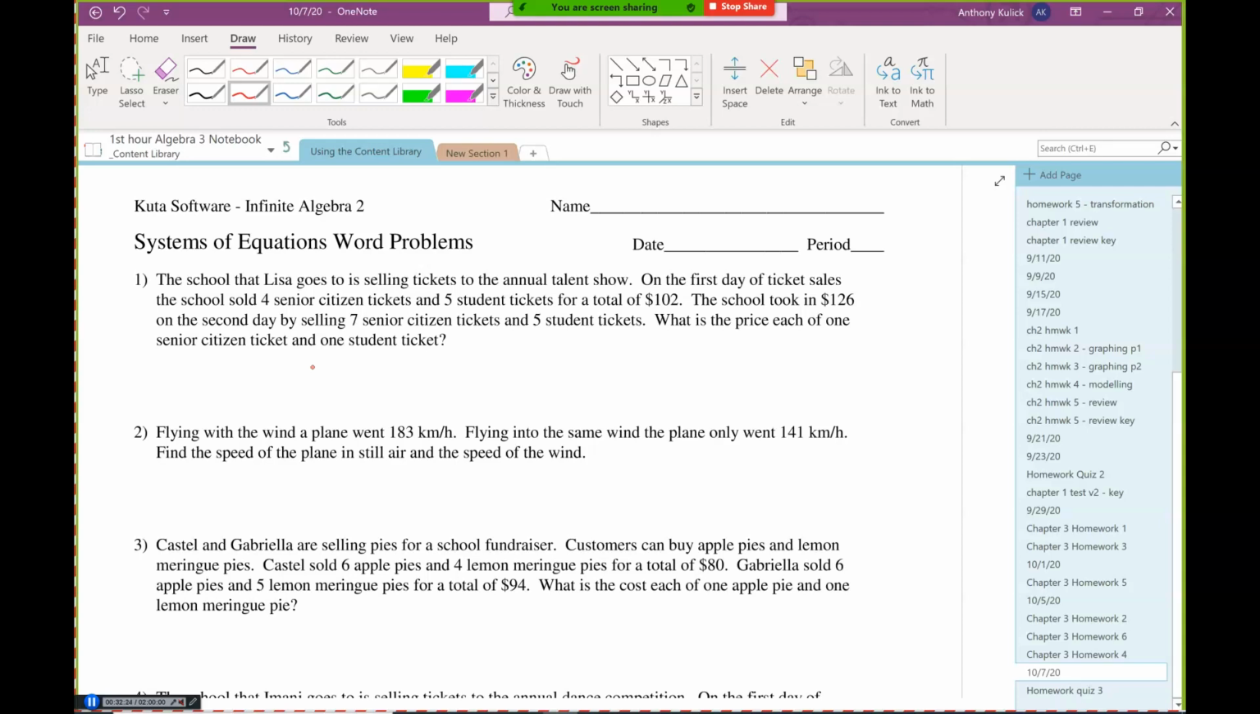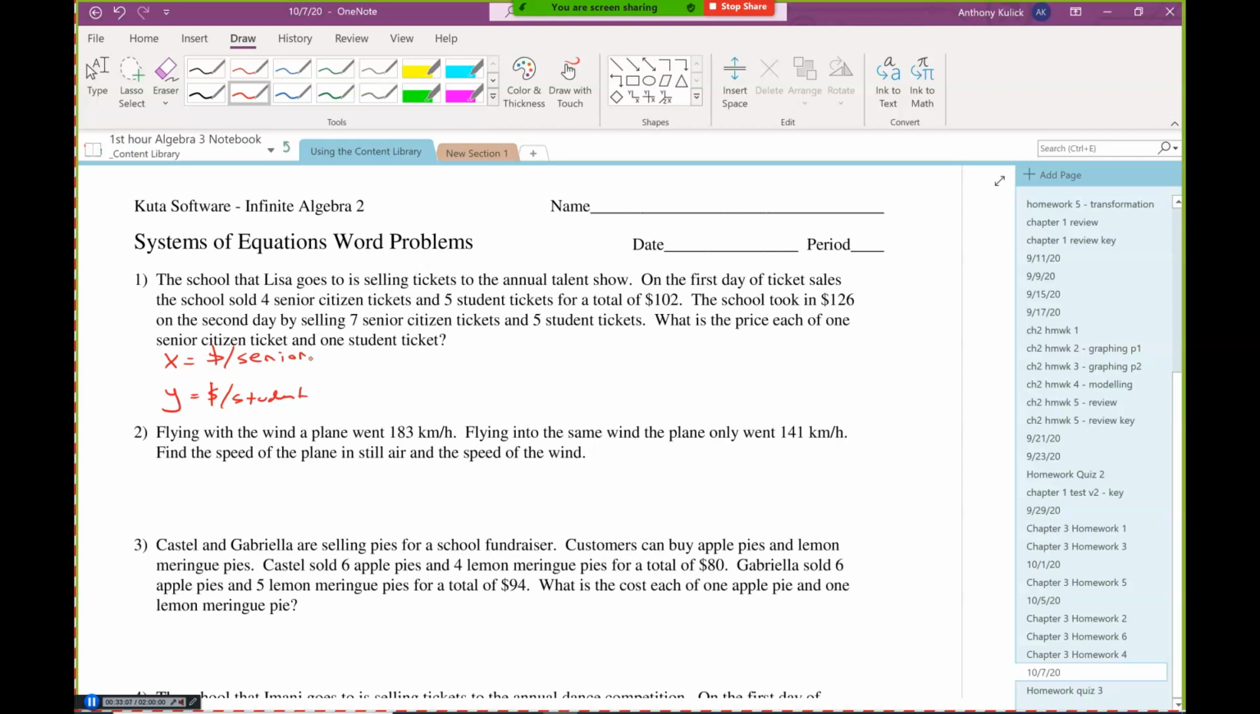But since we have senior citizen and student, they both start with S. I wouldn't want to do, like, it's hard to pick the same letter, or capital S and lowercase s seems like a bad idea. So I'm just going to do X and Y. So X is the cost of a senior citizen ticket, and Y is the cost of a student ticket. Everybody okay there?